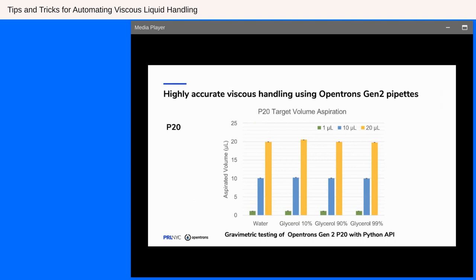These are examples of gravimetric test results. And this was done with glycerol, different concentrations of glycerol, as they are representative classes of our viscous liquids, because glycerol 10% has a viscosity of roughly 2 to 3 centipoise, 90% has a viscosity of roughly 160 centipoise, and 99% has a viscosity of around 890 centipoise. So these three different classes cover a varied range of viscosity, and the gravimetric testing was performed on these liquids using the P20.